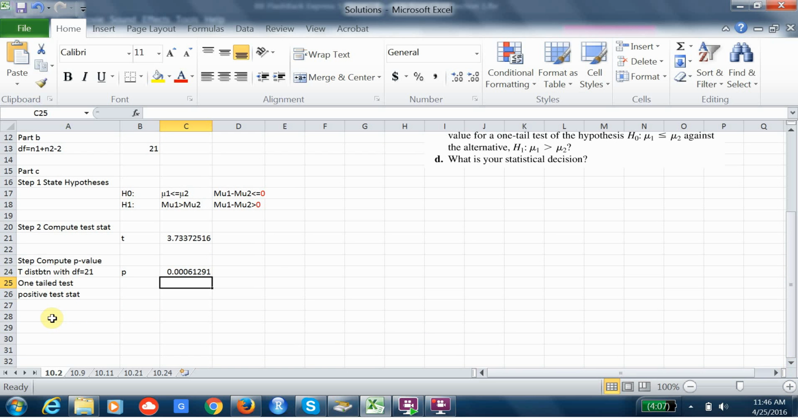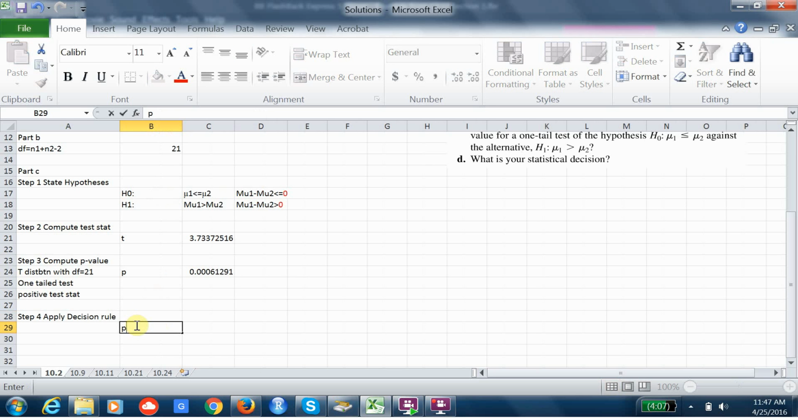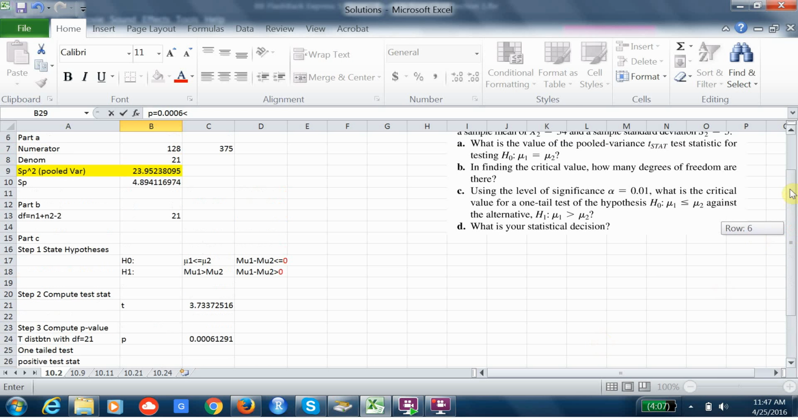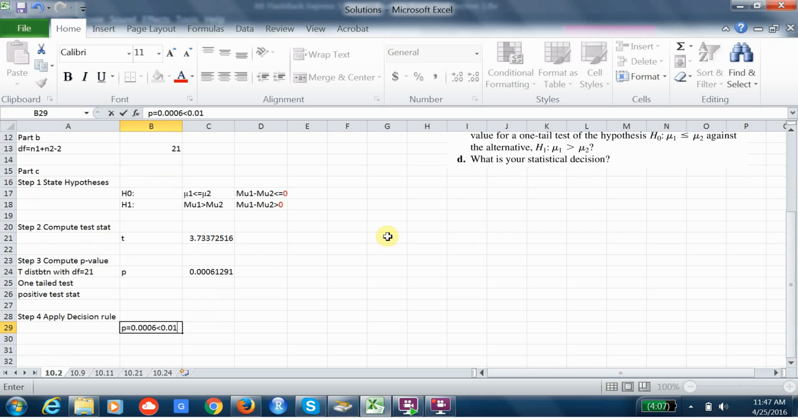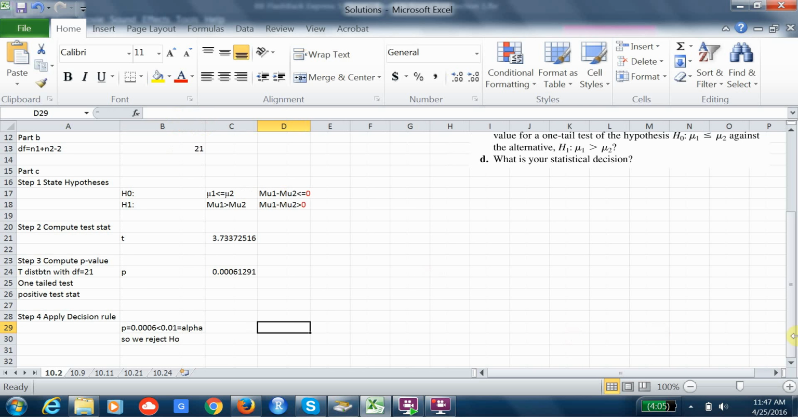Okay, now we're ready for our decision rule. The decision rule is easy with the p-value because it's always the same. So we see here that P, which is equal to, I'm just going to round this off, 0.006, is less than alpha, which they tell us is 0.01. So this means we reject the null hypothesis. And they ask you, what is your statistical decision? A statistical decision is the same as a decision rule. A conclusion is what we state in everyday language.